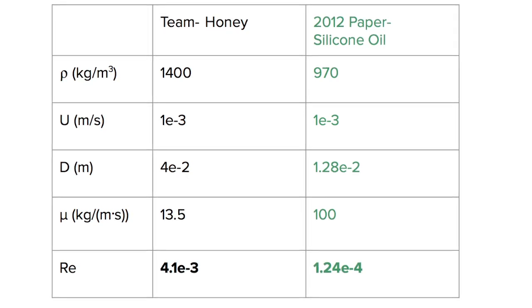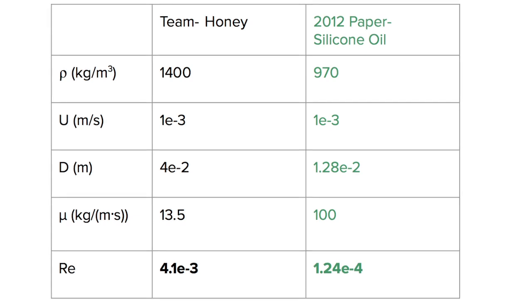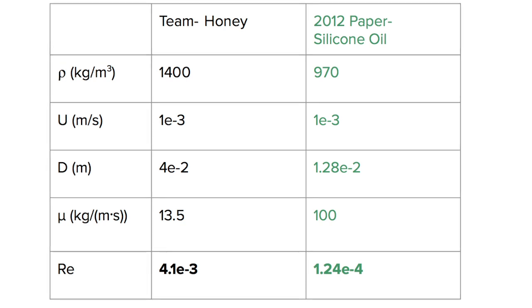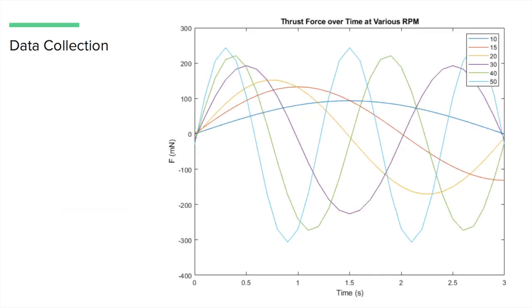The paper stated that microorganisms driven by a helical flagellum are generally in an environment where the Reynolds number is from 10 to the negative 2 to 10 to the negative 4. As we just saw in the video, the rotation of the helical coil produces a thrust force in the honey. The force results in the oscillation motion of the steel beam, which is measurable by our laser setup. By reading the laser displacement, we were able to calculate the thrust force.